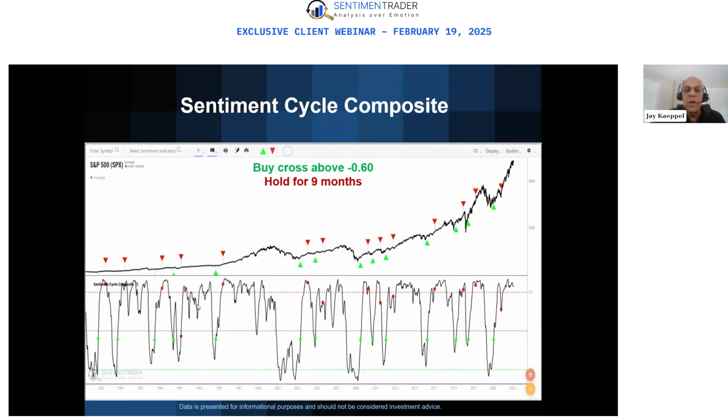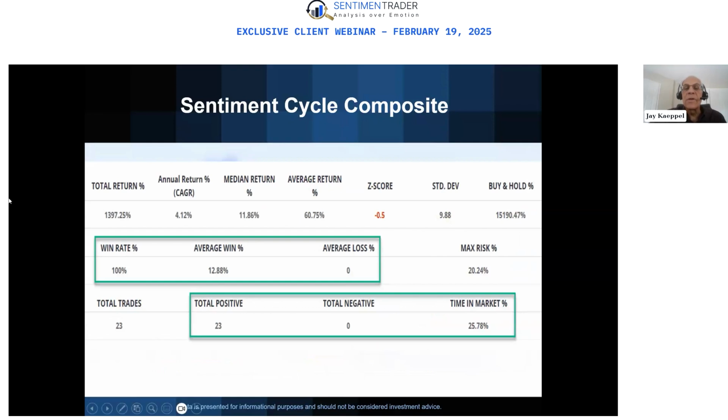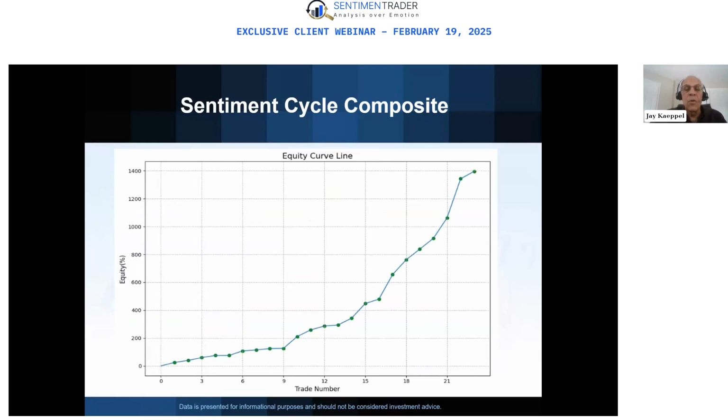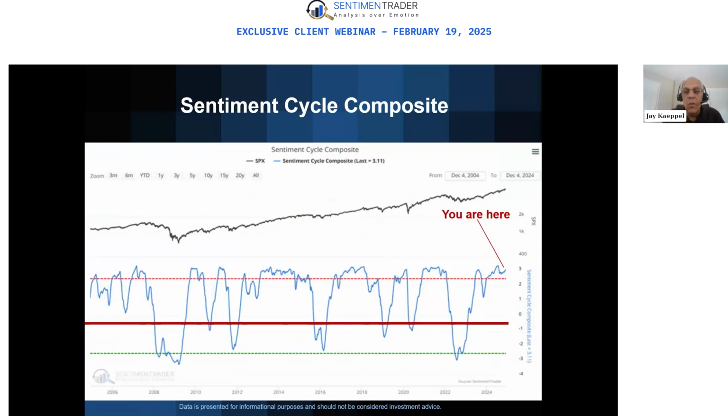And why do I say that? Well, because there have been 23 times when this composite index moved above minus 0.6, and what you see is on all 23 occasions, the S&P 500 was higher 9 months later. In the market 25% of the time. So again, from a trading perspective, when you see that number rise above minus 0.6, it's time to get aggressive, whatever that means to you as a trader. And then here's the equity curve for buying and holding for 9 months. That's hard to beat. And so let's see where we are right now.